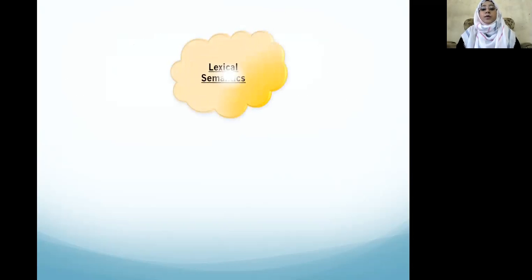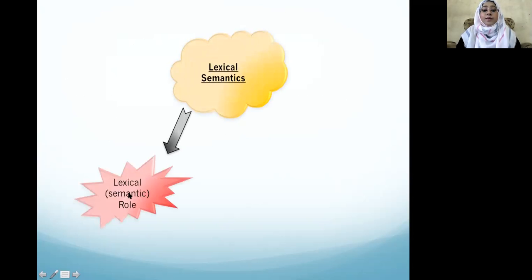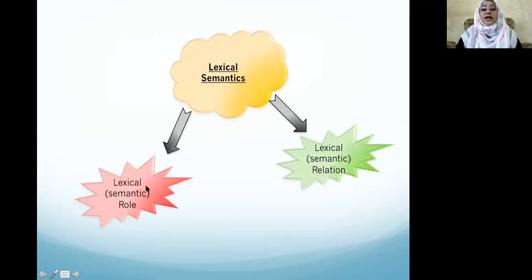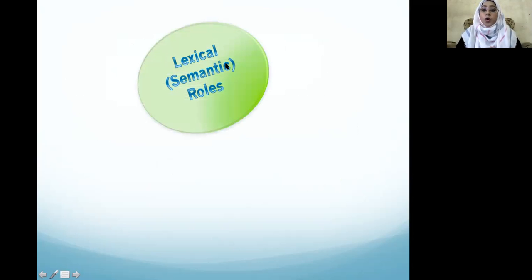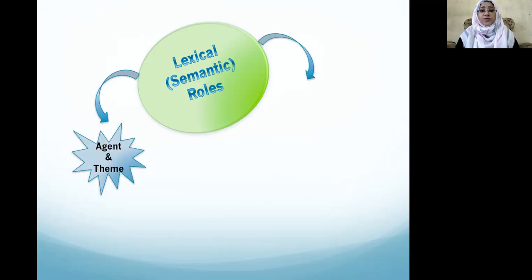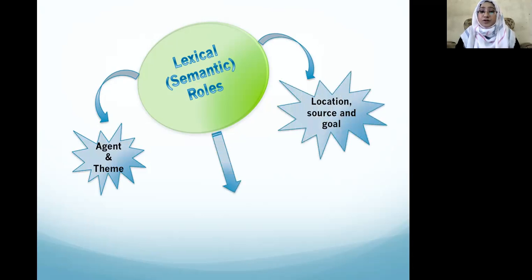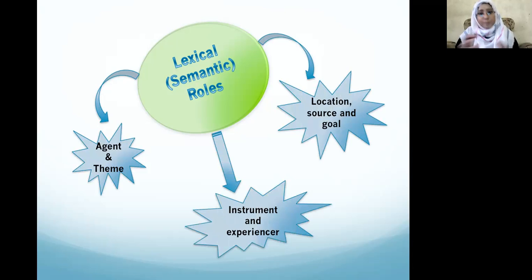So today, first of all, when we study lexical semantics, we analyze it in two different ways. Number one is lexical or semantic role, and then we see lexical or semantic relation, right? So we are going to study semantic role today. What is the semantic role of words in a sentence? What kind of role does a word play in a sentence? We also call it lexical roles or semantic roles. So when we study semantic roles, we notice that there are three different roles that generally words play in a sentence. First of all is agent and theme.